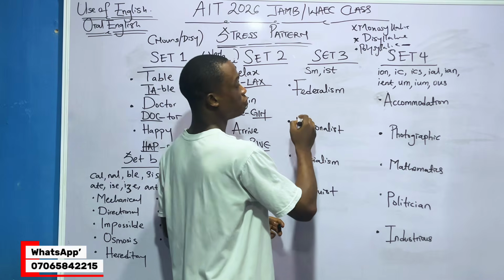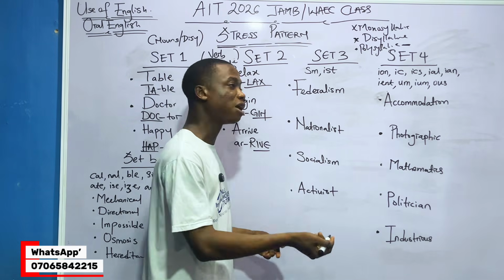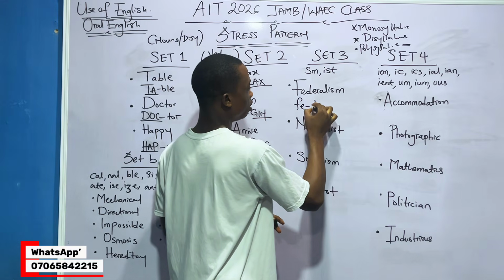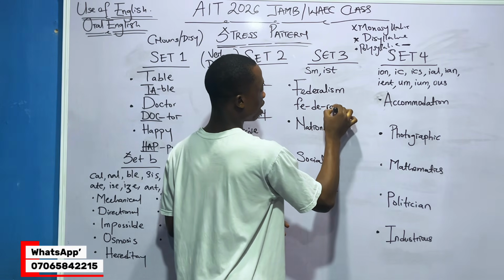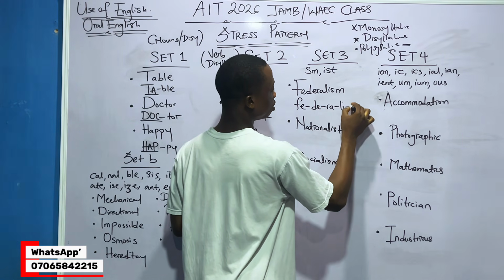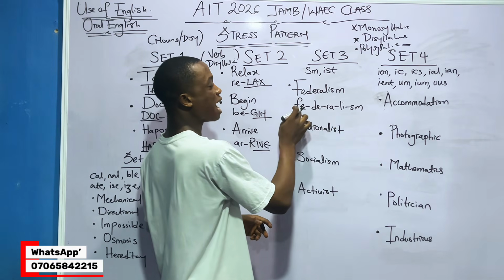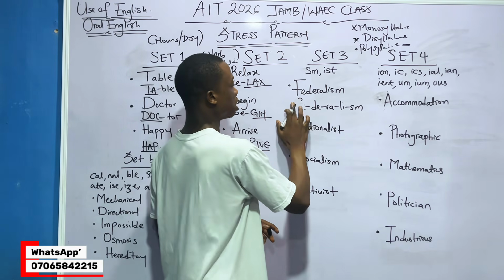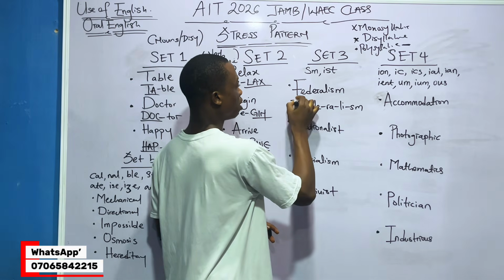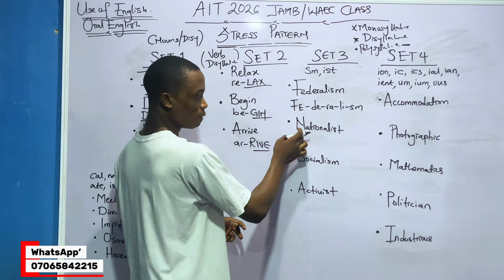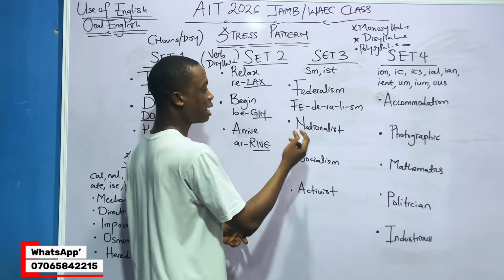Let's break down this word. First of all, if you want to stress a word, you have to break it down first. So federalism will be fe-de-ra-lism. Because it ends with SM, the stress will be at the first syllable. So it will now be FEderalism. Nationalist, let's break it down.